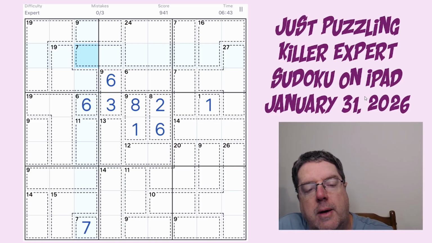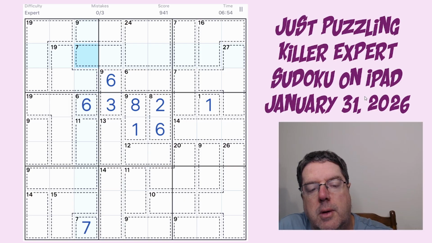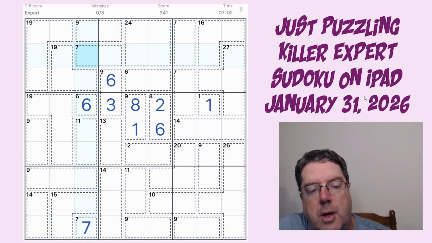So this can be 5, 5, 4. 5, 2. So if this was a 5, this would be a 5. This would be a 2, and this would be a 7. And that can't be a 7. So this is going to be 2, 5. So 2, 5, 5, 4. So if this is a 2, this is going to be a 5, this is going to be a 4, and this will be a 5.